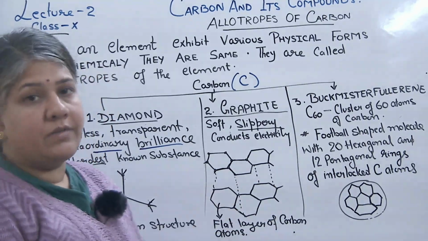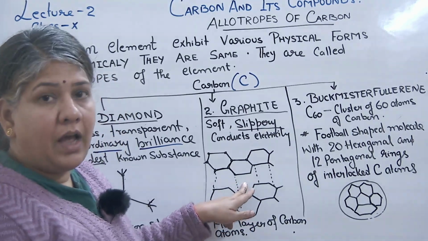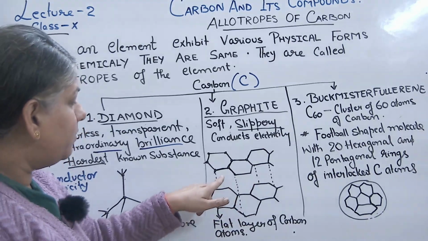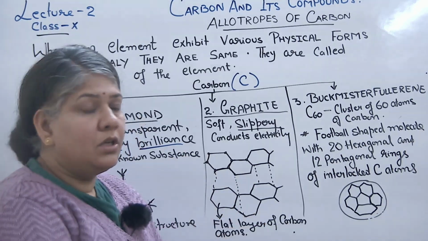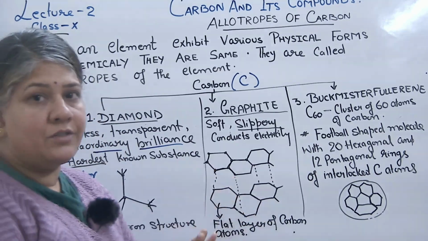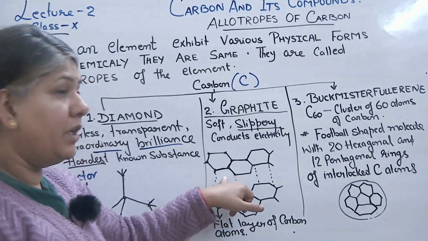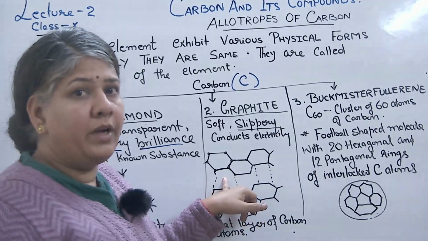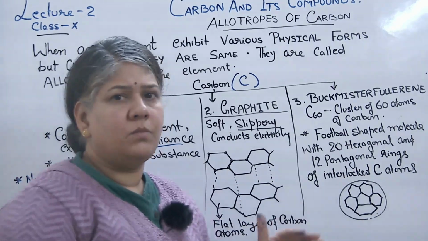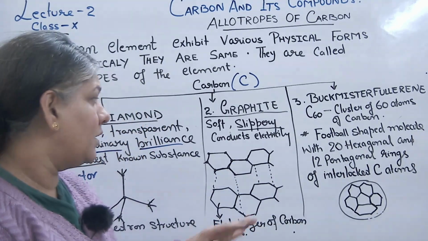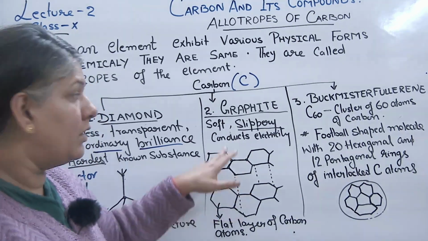Hence it is used as a lubricant. Because it can withstand high temperature, when energy is given, all the energy is used up in sliding the sheets. So graphite doesn't get disrupted or destroyed, and it doesn't melt. This is the reason for its high melting point, near about 4000 degrees Celsius.